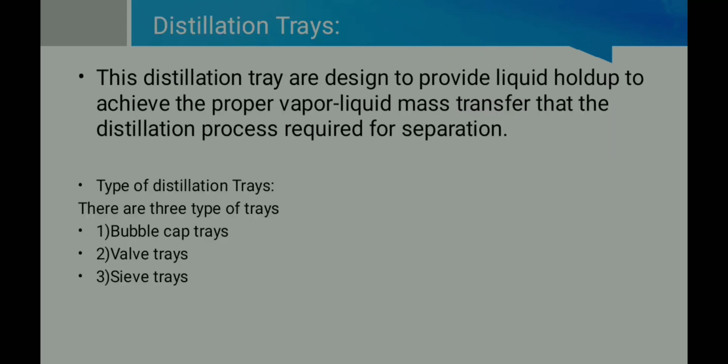Let us see the distillation tray. These distillation trays are designed to provide a liquid holdup to achieve the proper vapor-liquid mass transfer that the distillation process requires for the separation. These types of distillation trays are divided into three types: bubble cap tray, valve tray, and sieve tray.